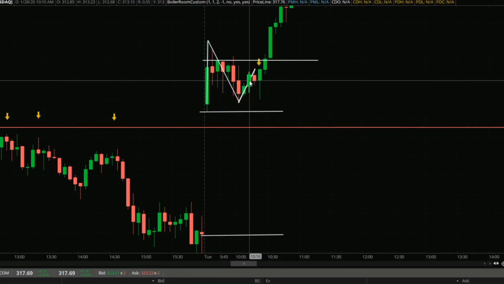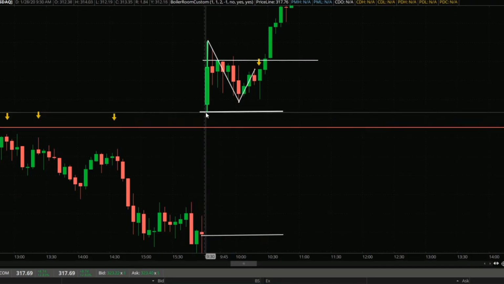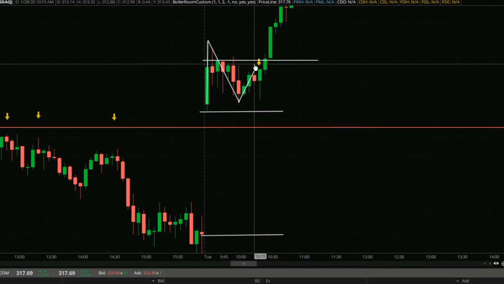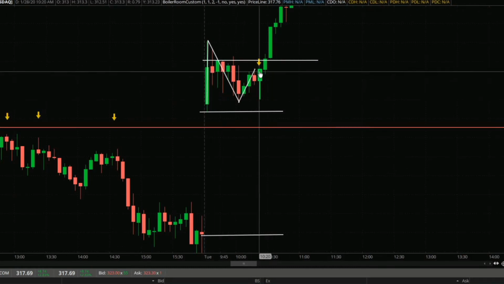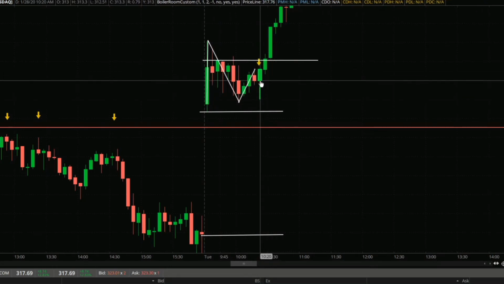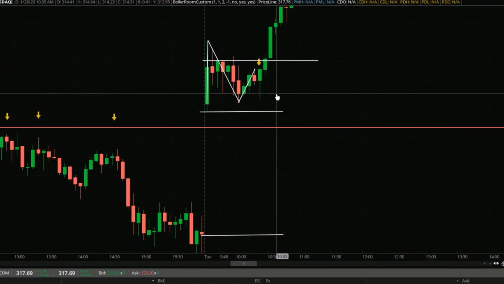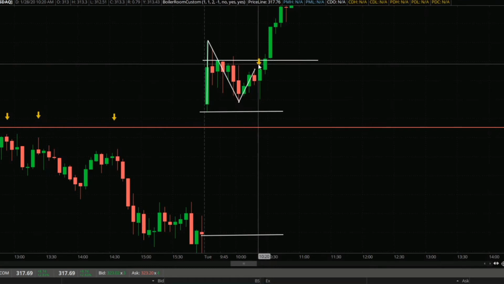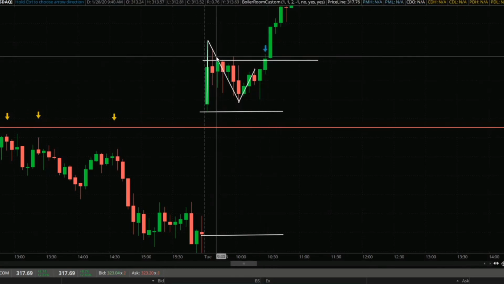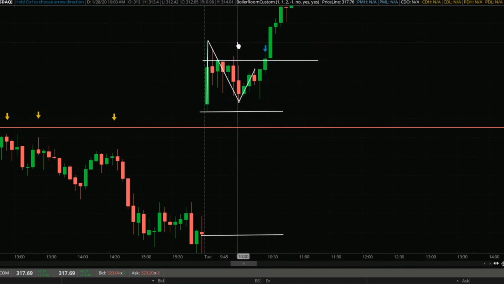As soon as we start curling up, because of this gap, because we know that buyers are in control, we are on alert for a potential breakout pattern. And then we get rejection of lower prices, giving us a confirmation that the breakout is about to occur. So you see this candle right here? That is where you take the breakout.